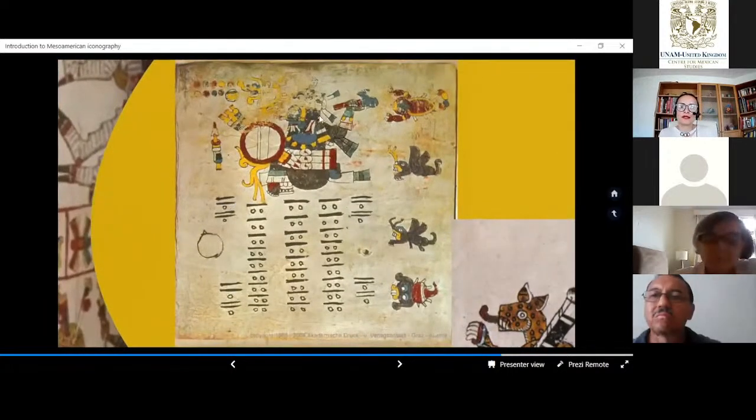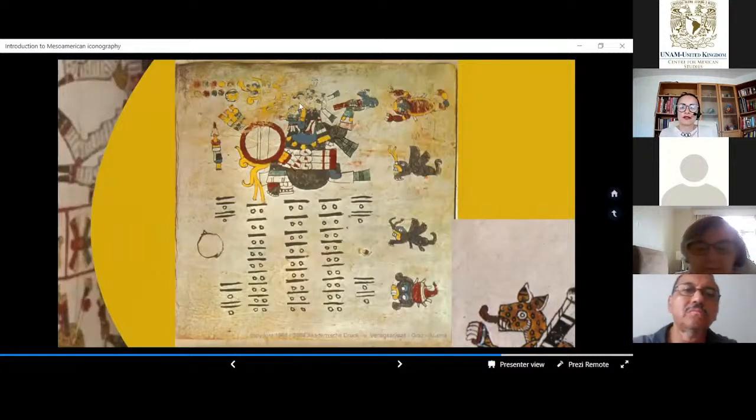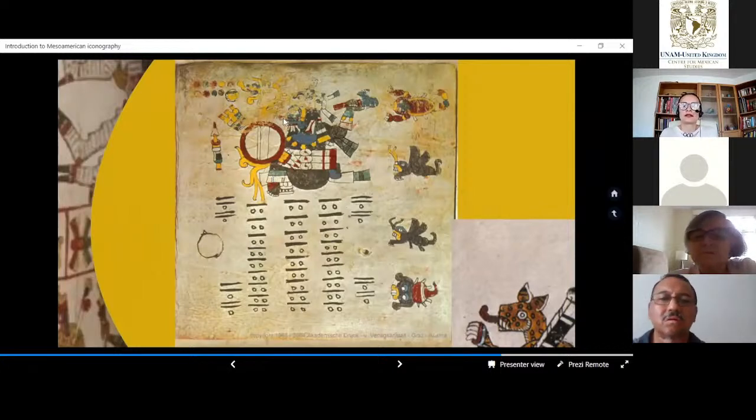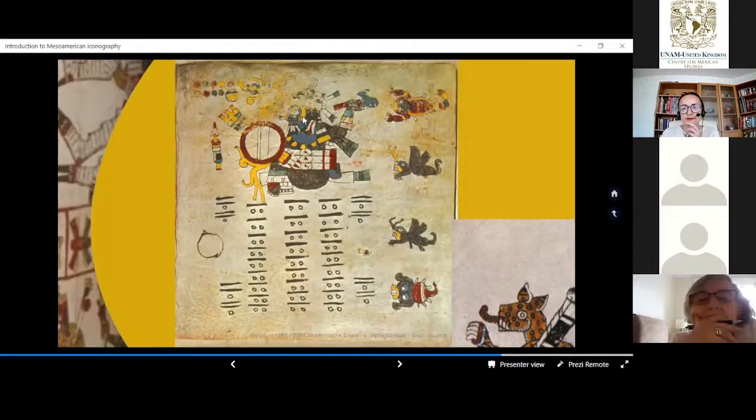This one, who would like to identify this character? How could we do it easily so that we don't get lost in the image? Try to look at his face. What can we see in his face? The blue water. Exactly. We have Tlaloc, exactly, perfect.